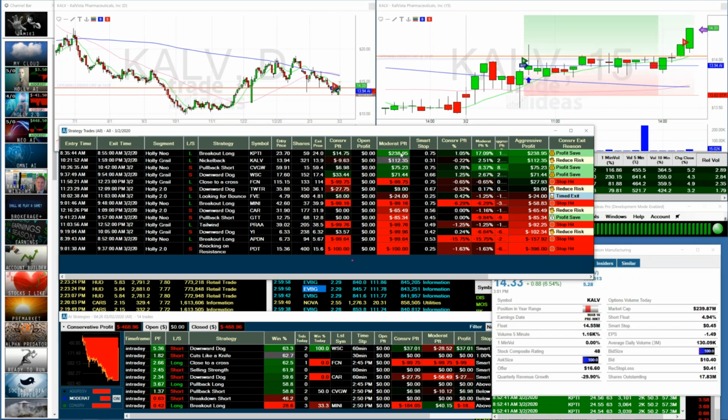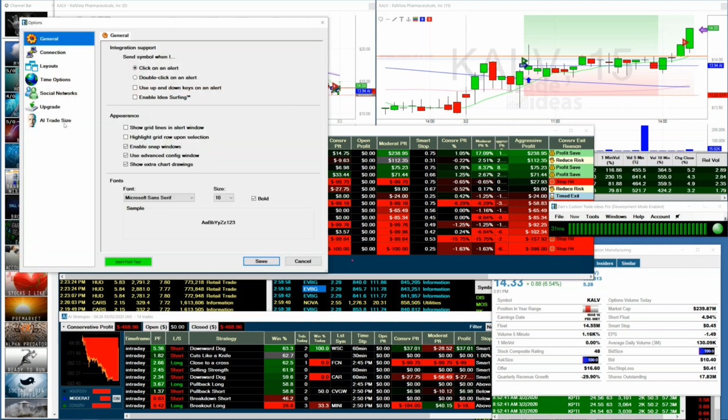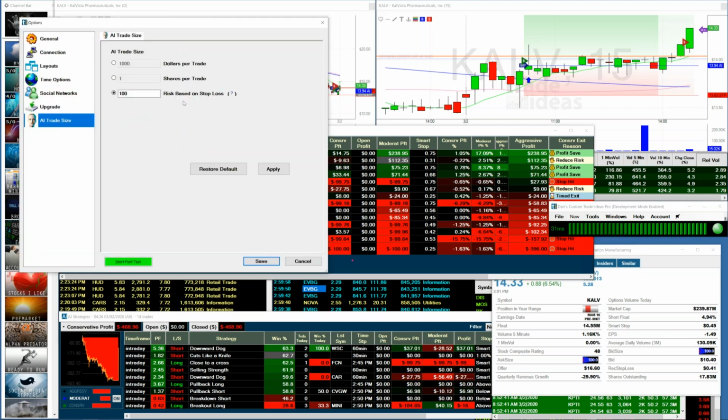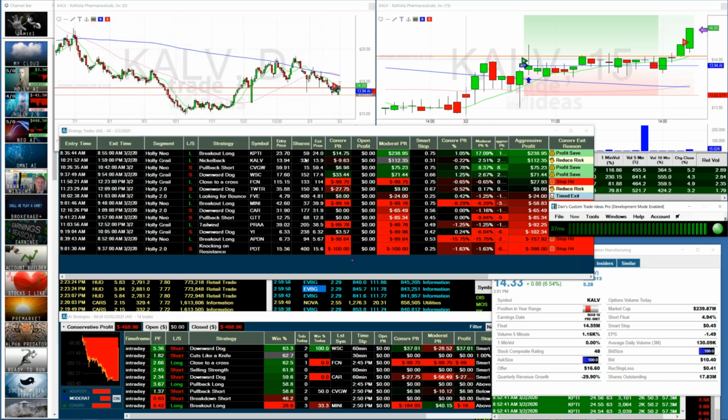And by the way, if anybody's wondering what these figures right here are based on, it's my sizing of positions on the AI. If I go to tools and options and click on AI trade size, I'm using a risk-based parameter here, risking $100 per trade. Then it automatically scales me into as many shares as that $100 risk will provide. Okay, so that's what all these numbers are based around.